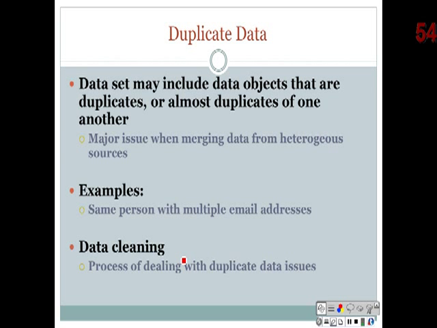The duplicate data, as we said, is a big problem. A data set may include data objects that are duplicated or almost duplicated of one another. This problem happens if more than one company collects the same data and you end up merging the two data sets, and there is some overlap between them. So you have merging of data from heterogeneous sources, such as the same person with multiple email addresses. Data cleaning is one of the biggest, very popular pre-processing types, and you can use it to deal with duplicate data issues.